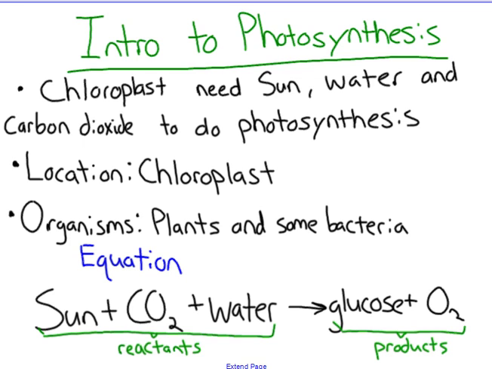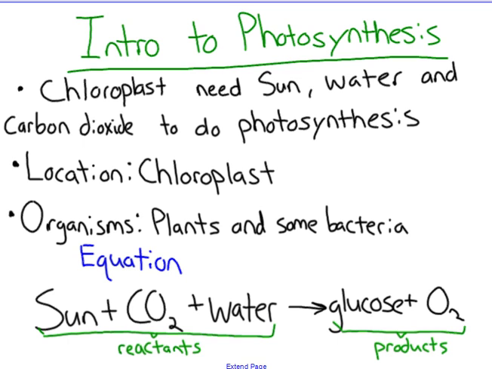Just a broad overview and some of the main points about photosynthesis that I want to speak on before we actually get into the process. Number one, we're going to talk about photosynthesis today, and that occurs in the chloroplast. The organisms that can do photosynthesis that have chloroplasts mainly are plants. So when you think of chloroplasts, I want you to think of plants, but then there's also some bacteria.